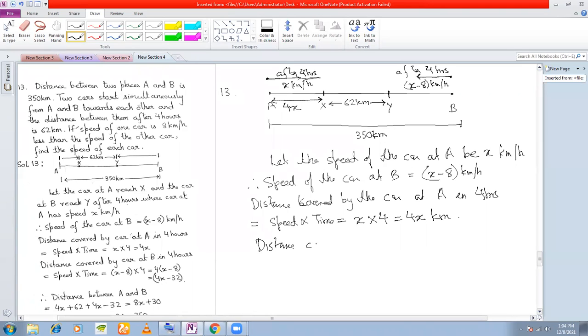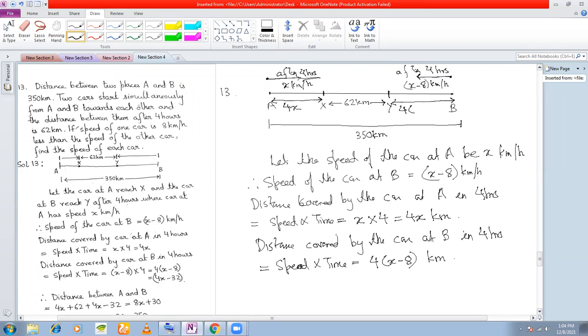Distance covered by the car at B in 4 hours is again speed into time. The speed here is x minus 8 and the time here is 4 hours. So 4 into x minus 8 kilometers is the distance covered. That means this distance here is 4 times x minus 8.